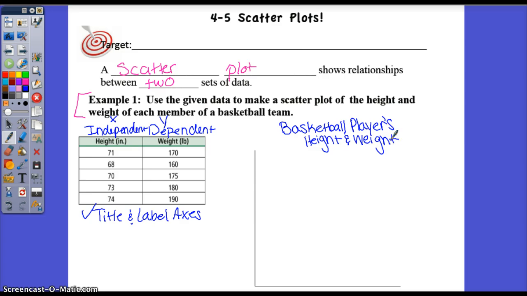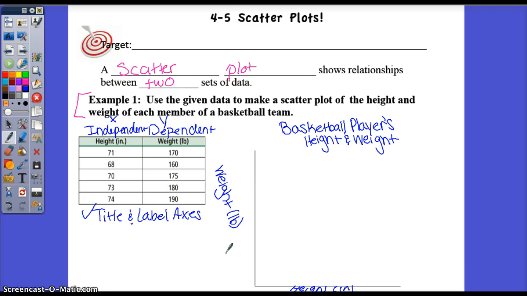Let's label our x-axis height in inches. Make sure you put in inches. Height in inches over here. And then this is my weight in pounds. Notice we only have the first quadrant of the coordinate plane because you're not going to have negative height or negative weight.